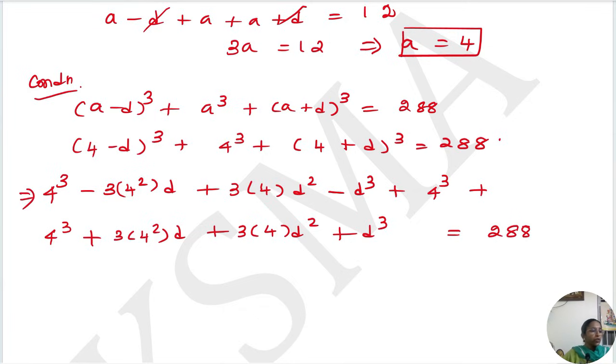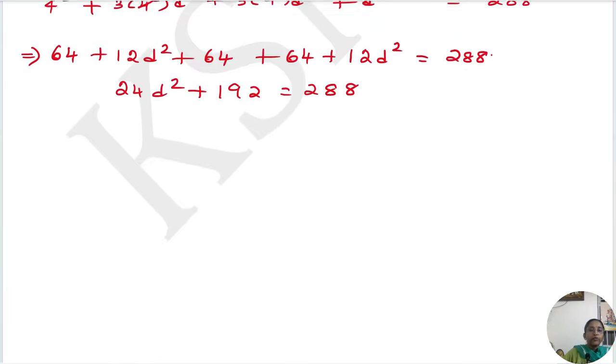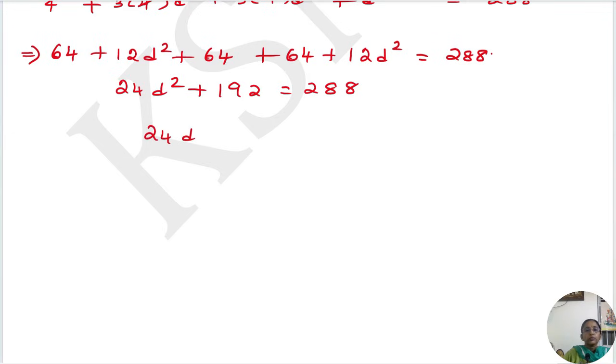So now cancel your items, possible items. So this item and this item will cancel, this and this will cancel. Now the left out items are 64 plus 12D square plus again 64 plus 12D square is equal to 288. Now adjust your items. So 24D square plus 192 is equal to 288 and 24D square is equal to 288 minus 192 which is equal to 96.